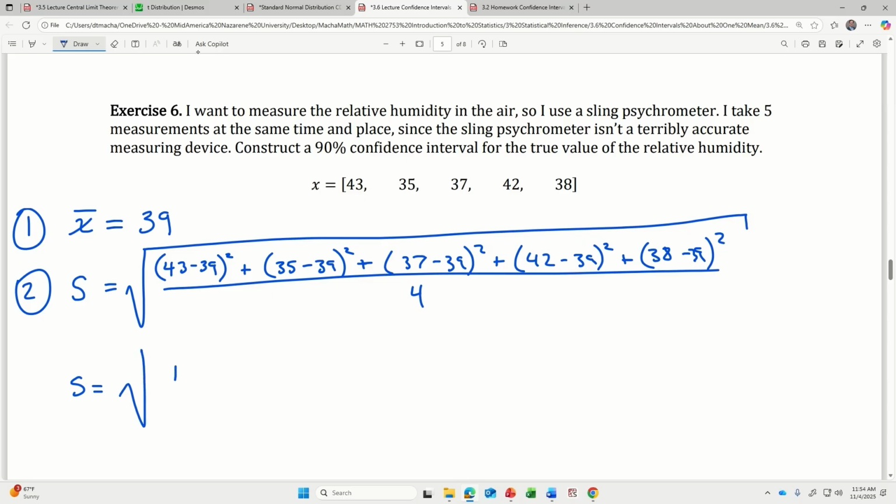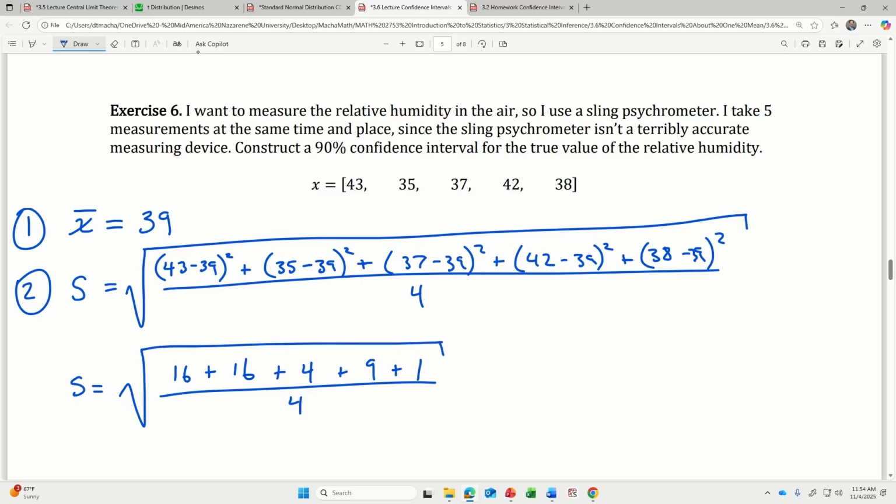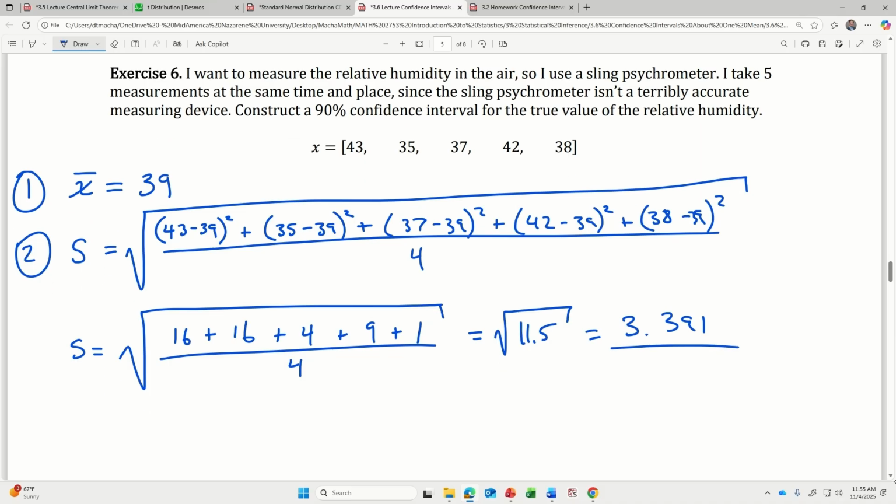And so I've got 4 squared is 16, 4 squared is 16, 2 squared is 4, 3 squared is 9, 1 squared is 1, divided by 4, which is 32, 36, 45, 46. 46 divided by 4, square root of 11.5, 3.391. Okay, so that's how you do a sample standard deviation.